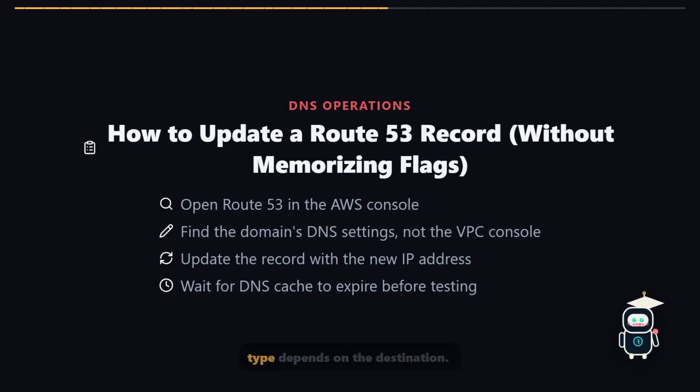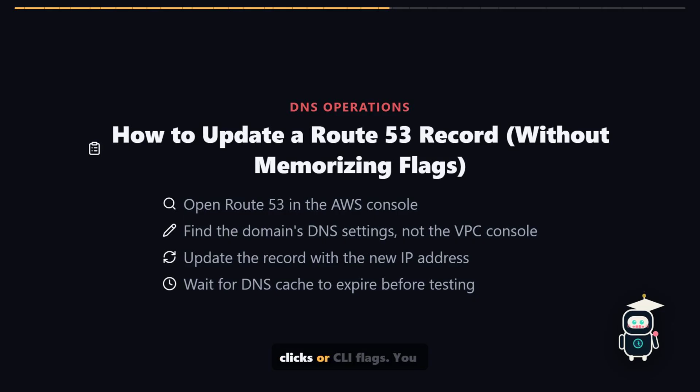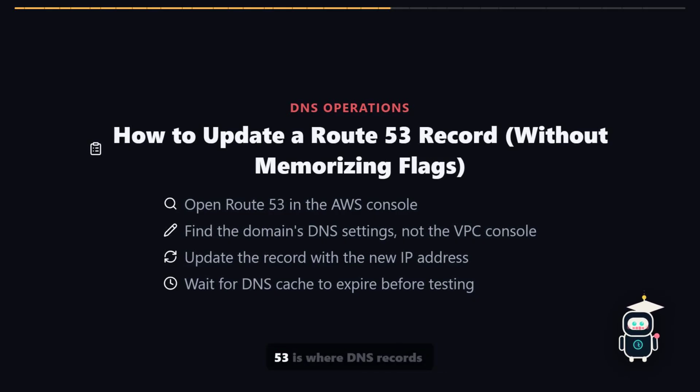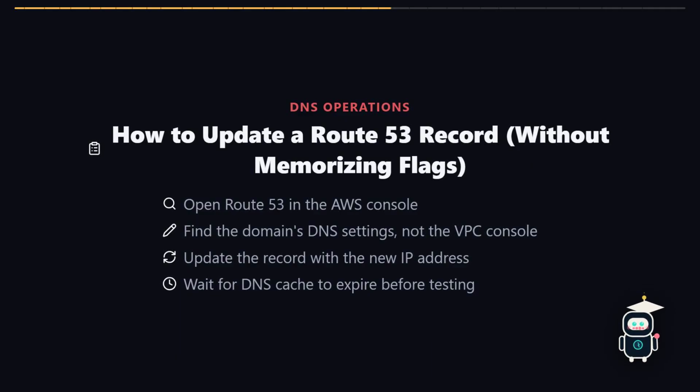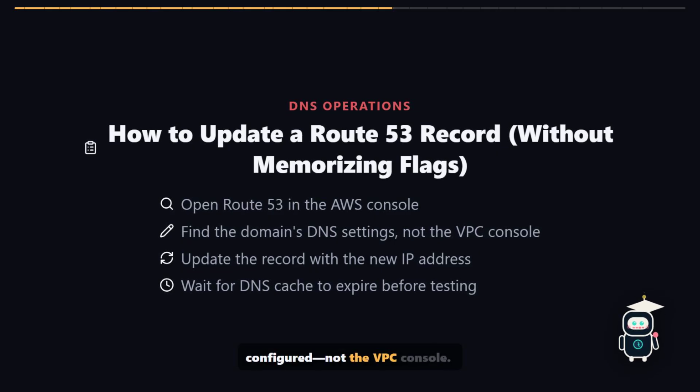The right record type depends on the destination. For the exam, you do not need to memorize console clicks or CLI flags. You need to recognize that Route 53 is where DNS records and DNS routing behavior are configured, not the VPC console.